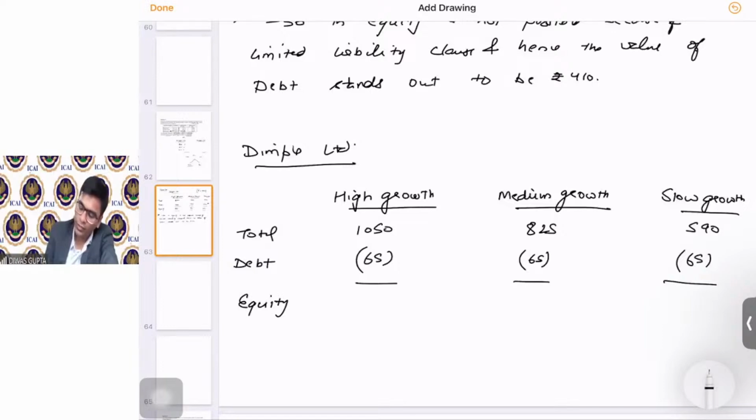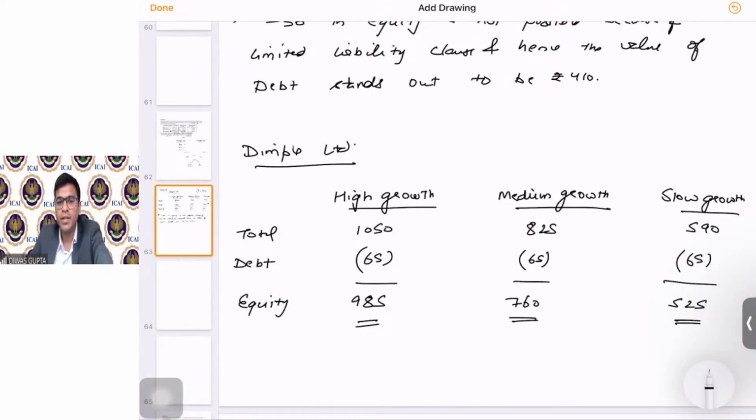And finally, the equity is 985, 760, and 525. Okay, so the total value is this much, debt is this much, and hence the equity becomes this much.